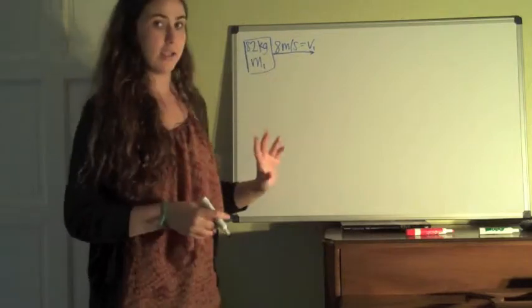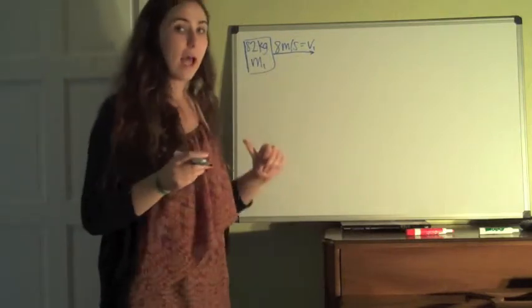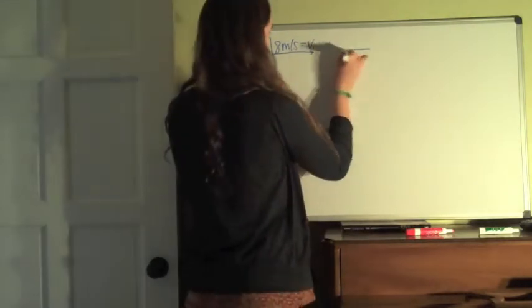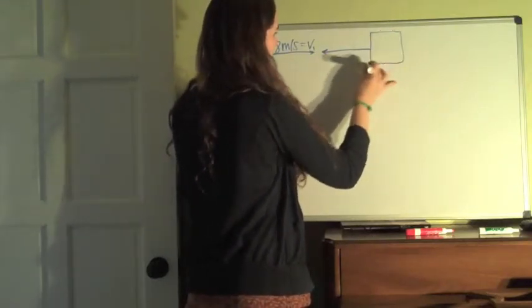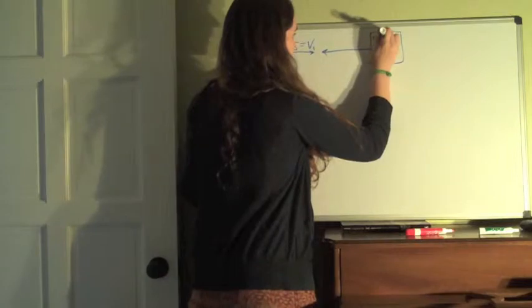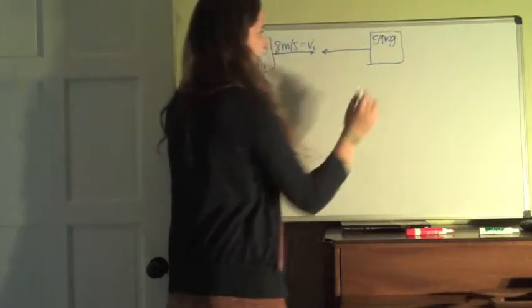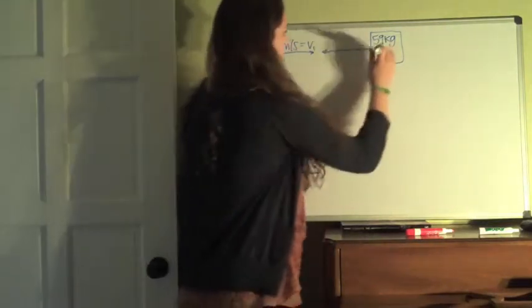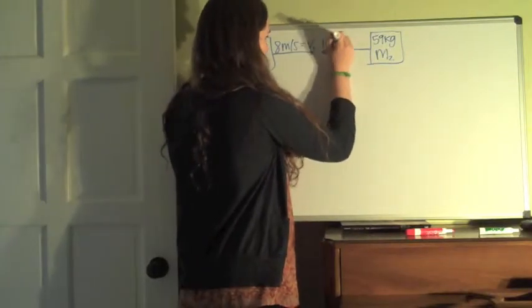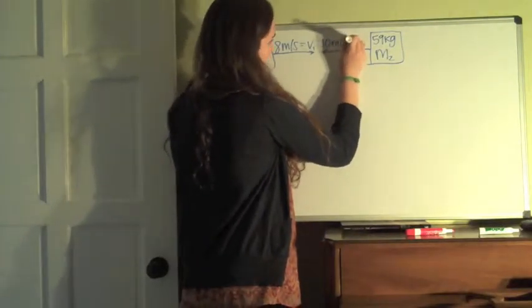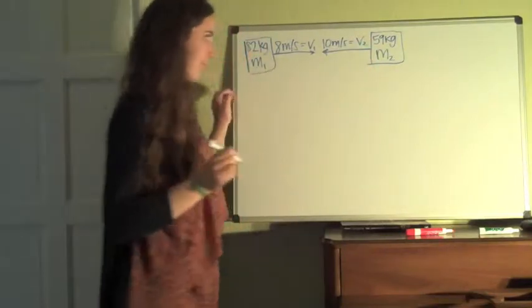And then there's another ice skater, a woman, who's traveling to the left, so we'll draw her velocity like this. And her mass is 59 kilograms. We'll refer to her as M2, and her velocity is 10 meters per second, and we'll call that V2.